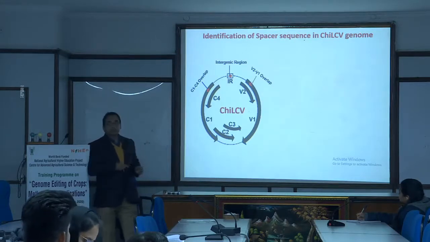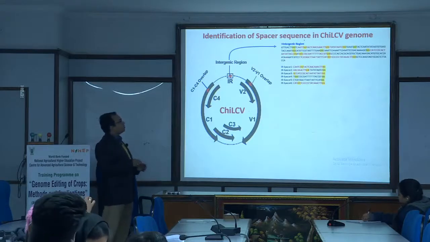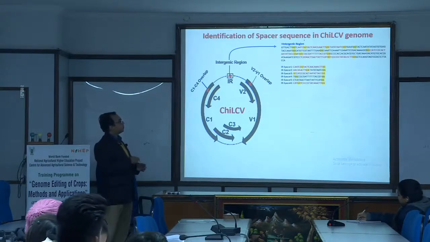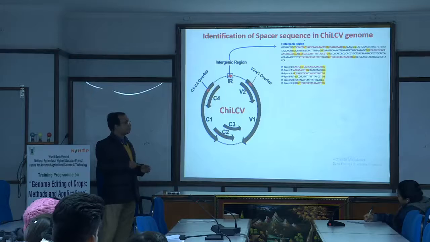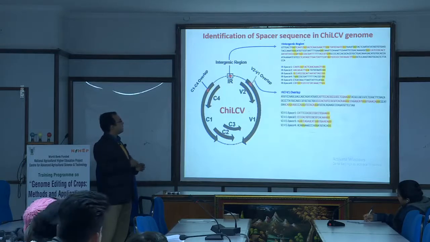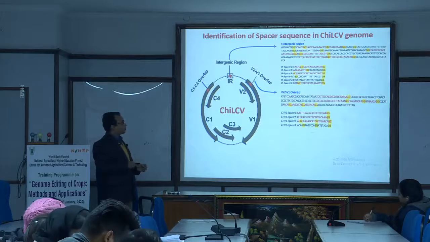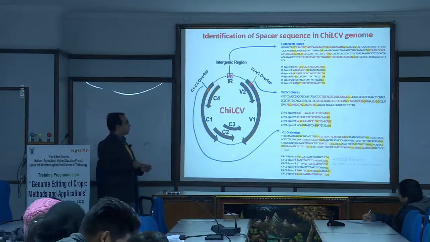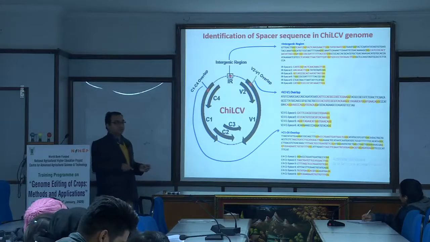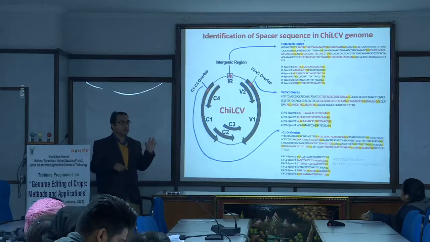Then manually we chose the NGG sequences from this intergenic region, and these are the different spacer sequences which we took initially. Then from the V2 V1 overlap, this is the region where we chose this many spacer sequences, and this is the C1 C4 overlap where we chose this many sequences. So, these are what we chose manually initially.